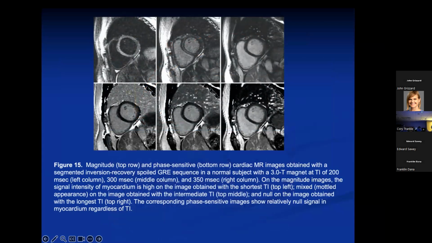Okay, now this is what I've just mentioned was in the absence of a phase sensitive or PSIR reconstruction. So in the top row, you have standard delayed enhancement images or magnitude images. And in the bottom, you have what we term phase sensitive. This sort of acquisition corrects for mistakes in nulling. I don't want to get into the physics of it too much.